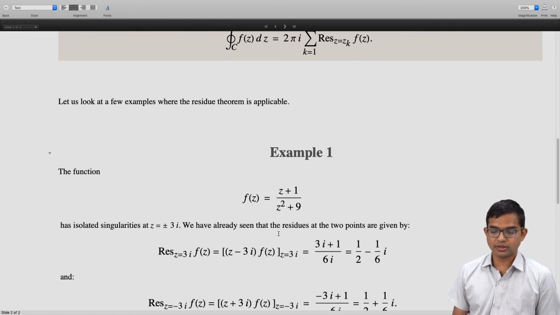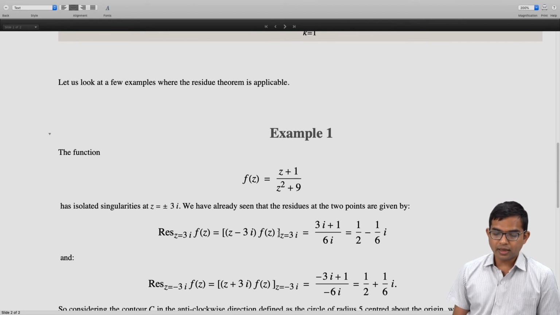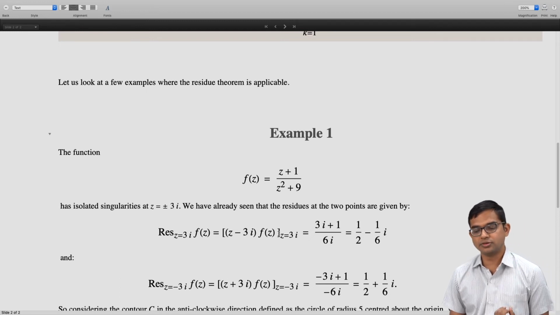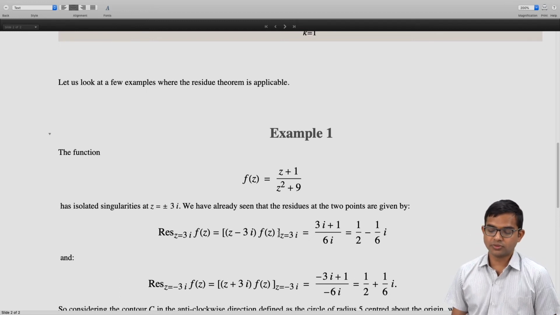Again, to find the residue at the other point, z equal to minus 3i, it's going to be z plus 3i times f of z, and then we have to put the value z equal to minus 3i, which we evaluate to be half plus 1 by 6i.